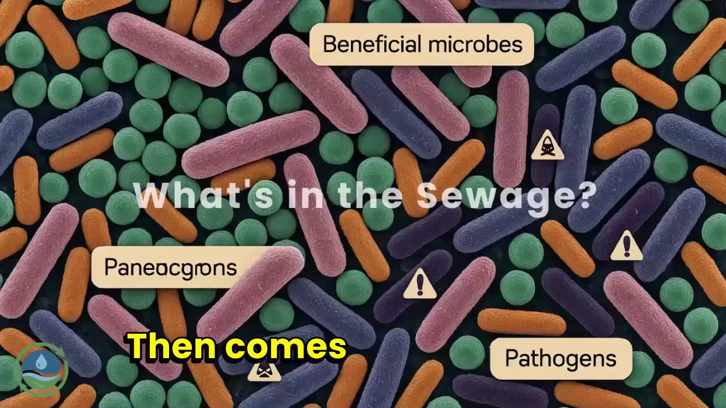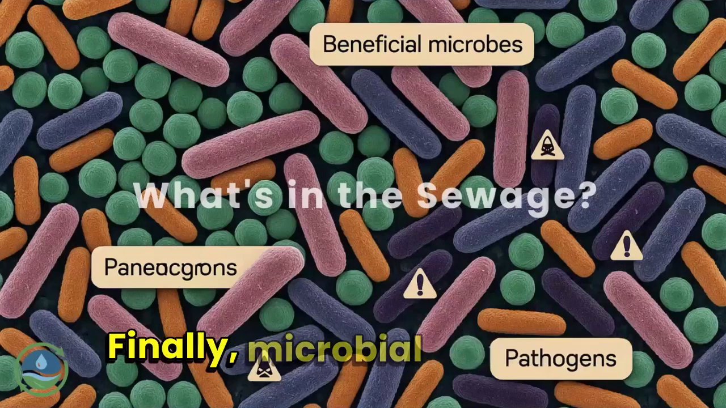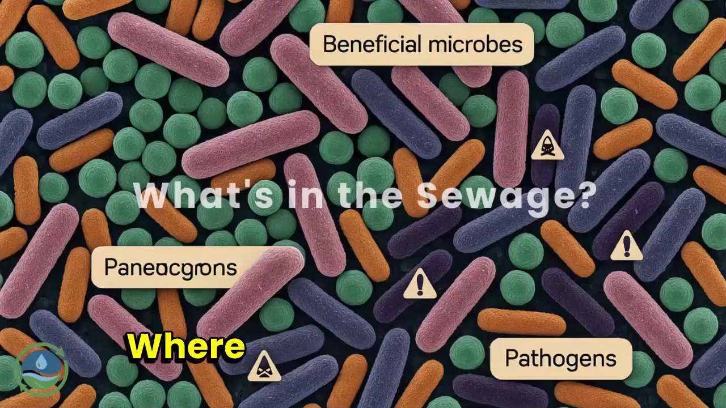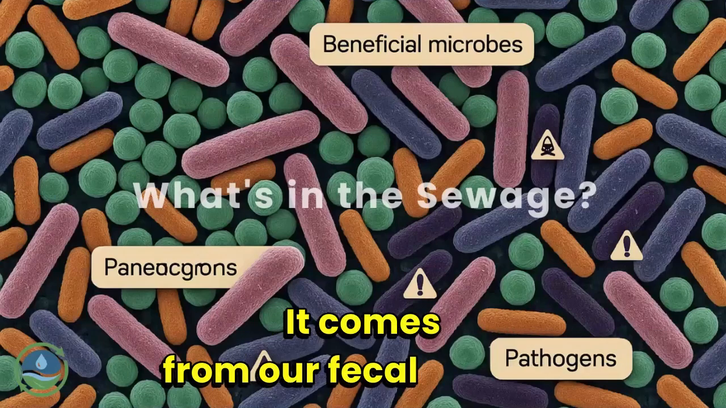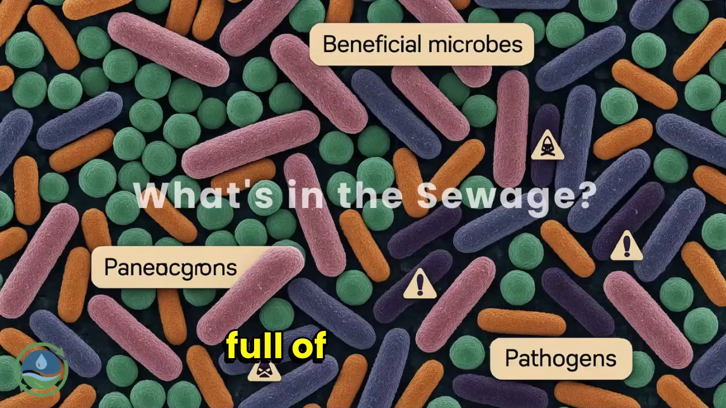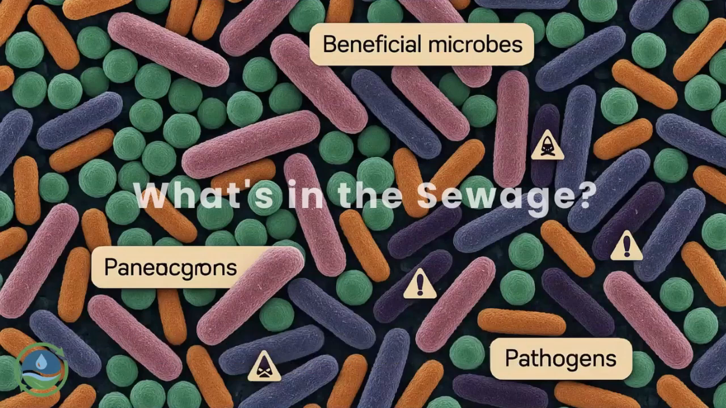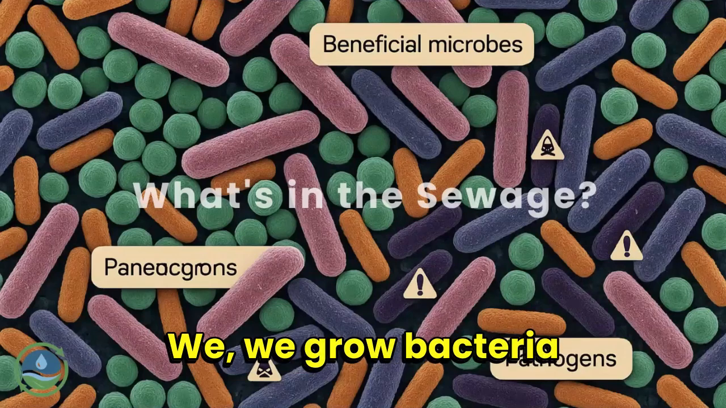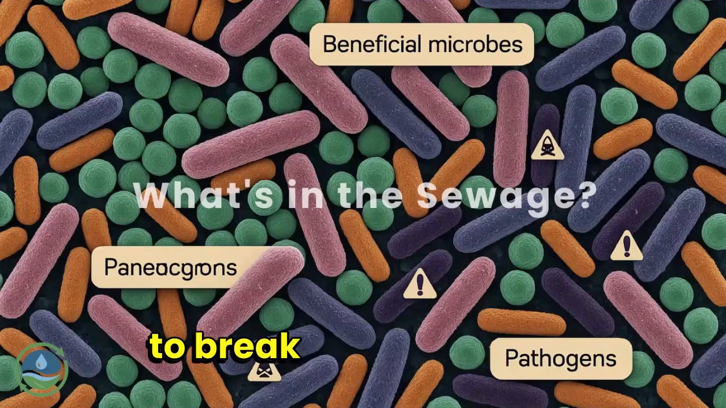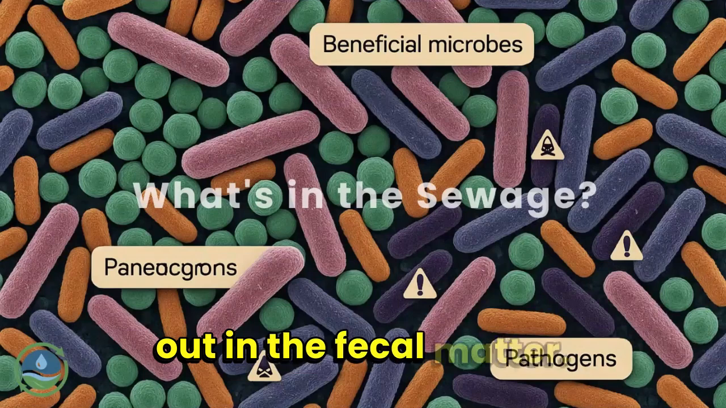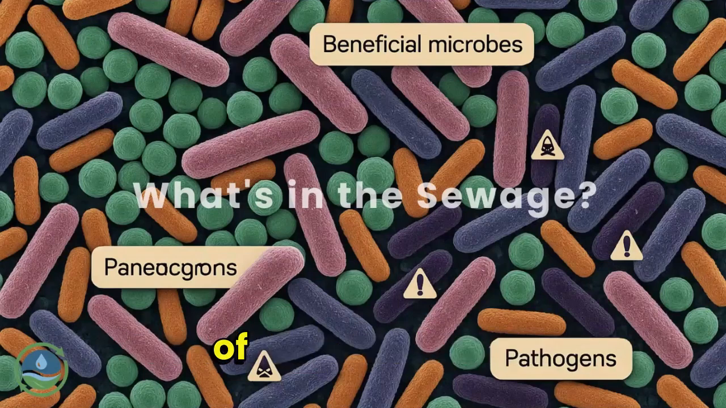Okay. Then comes the microbial impurities. Microbial impurities means the bacteria. Where does it come from? It comes from our fecal matter. Our intestines are full of bacteria. All our digestion happens only with bacteria. We grow bacteria in our intestines to break down the food. So our human intestine is a big source of bacteria. And some of this bacteria goes out in the fecal matter. This is the primary source of bacteria in sewage.